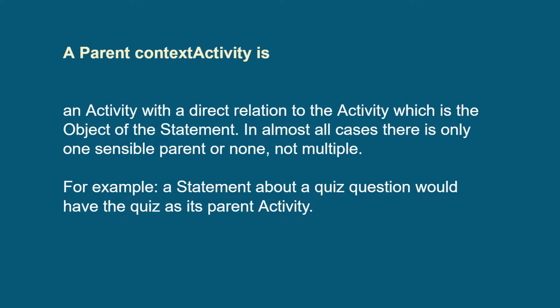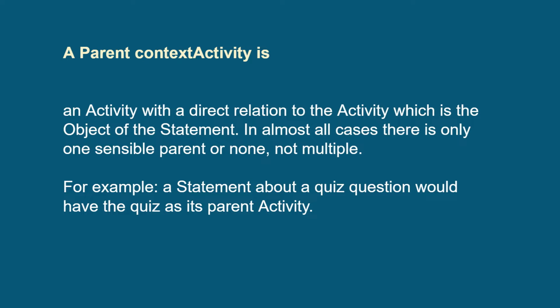So this is really a spec definition. Parent context activity is an activity with a direct relation to the activity which is the object of a statement. In almost all cases, there's only one sensible parent or none, not multiple. For example, a statement about a quiz, or about a quiz question on a quiz, would have the quiz as its parent activity. So yeah, that makes sense. There's questions on a quiz, so questions have a parent that is the quiz.